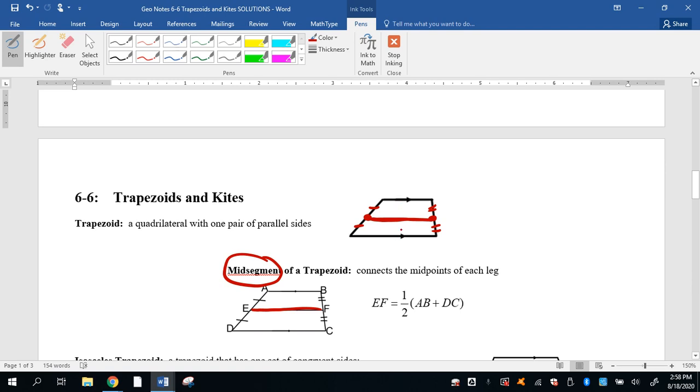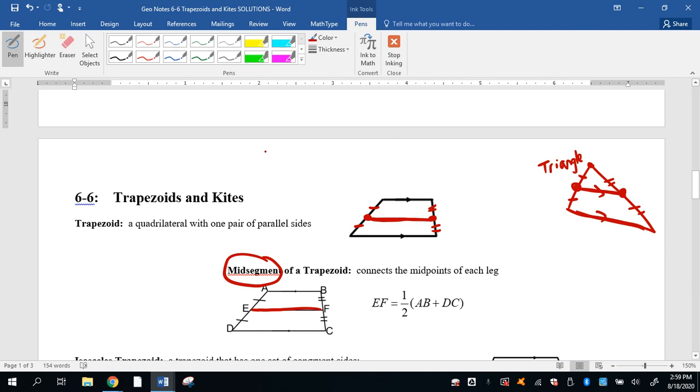We're going to be using that for trapezoids. We'll also use that idea for a triangle later on. In a triangle, the midsegment of 2 sides, that length is also half of the length of the side parallel to it. But that's coming up later on in another chapter.